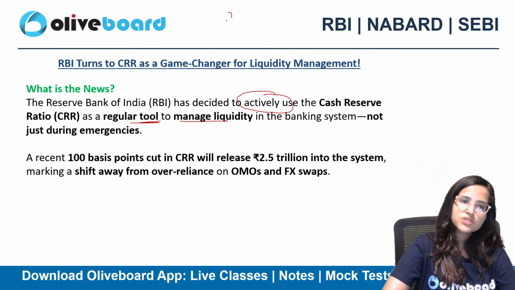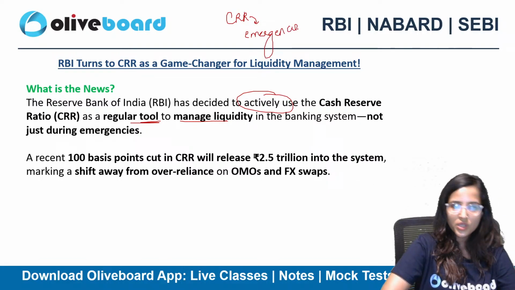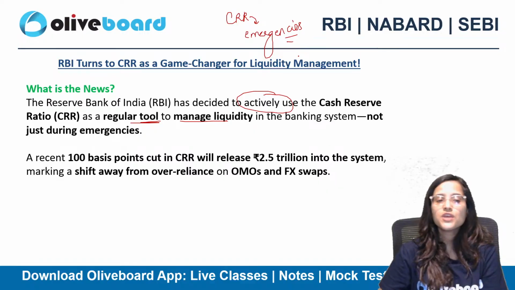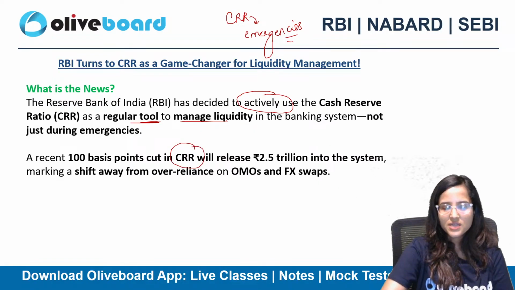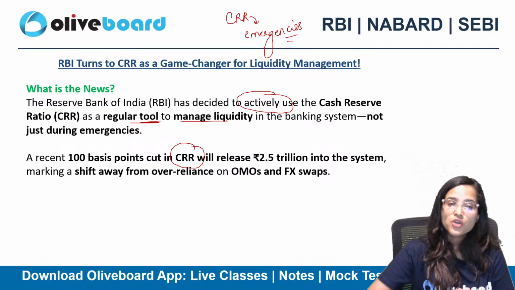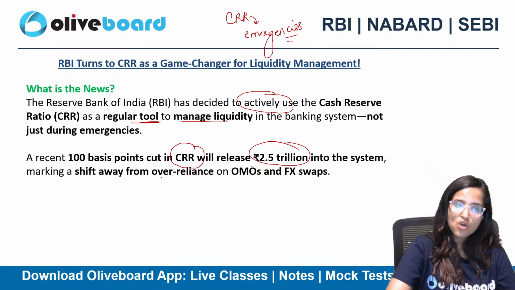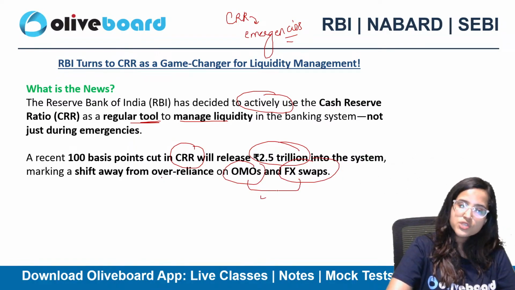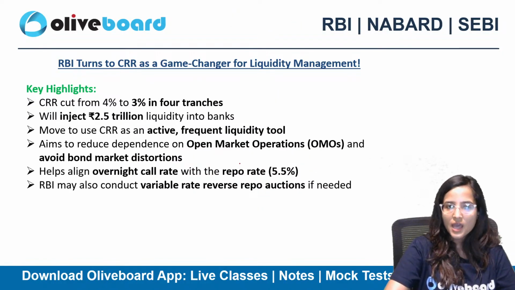Okay, so earlier it was only used during emergencies. Initially, it was only used during emergencies, and now we are seeing that rather than using it just during emergencies, we're going to actively use it to control liquidity. Okay? And if you see the recent CRR cut, it will release $2.5 trillion into the system. Okay? And this is a shift from over reliance on open market operations and foreign exchange swaps. So initially we were focusing mostly on OMOs and foreign exchange swaps. Now we are also going to focus on CRR also.